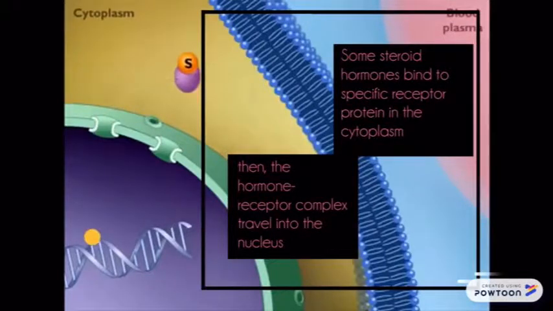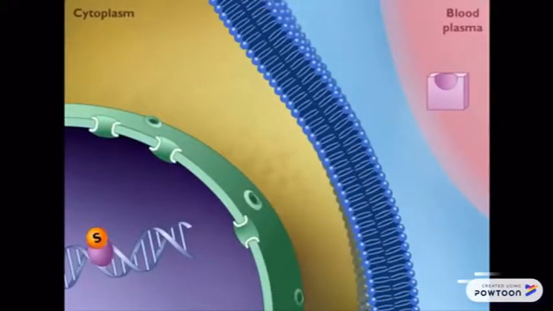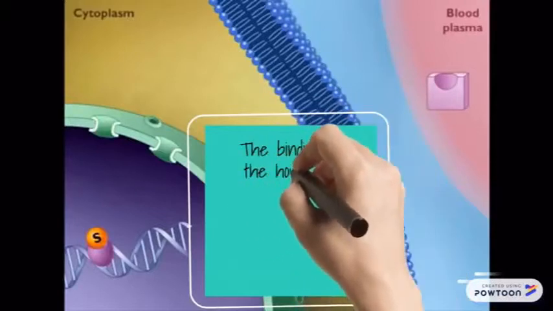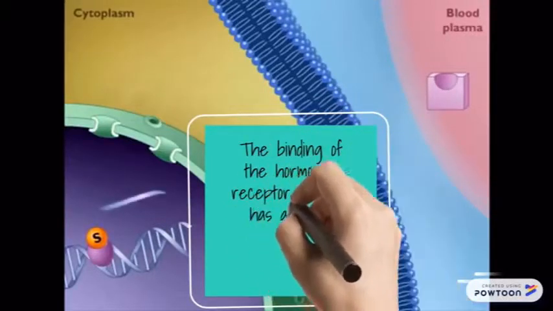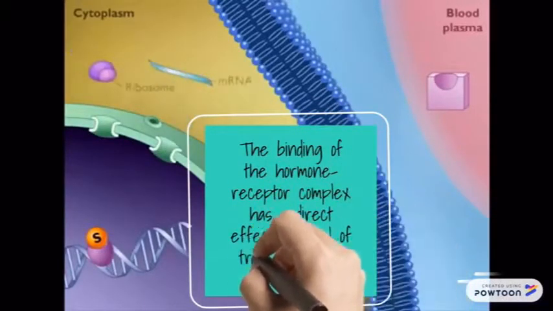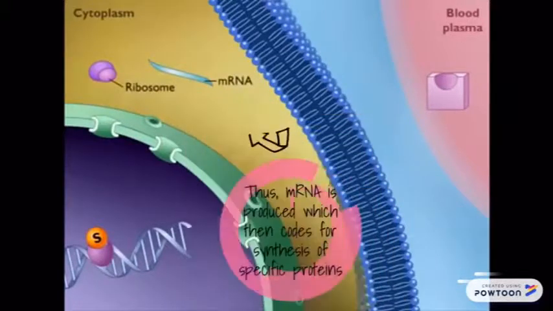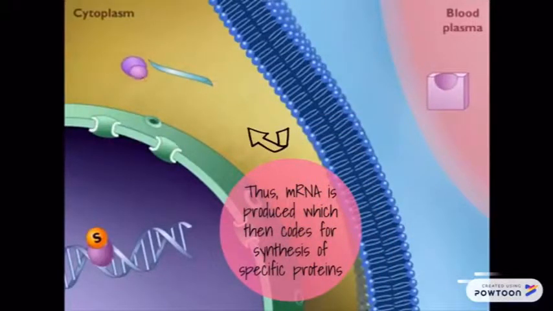Now, the hormone receptor complex enters the nucleus and binds to a specific region of DNA, which is called the hormone response elements. The binding of the hormone receptor complex affects transcription. Thus, mRNA is produced and codes for the synthesis of specific proteins.